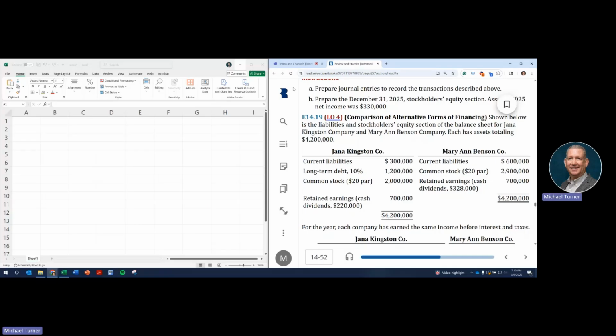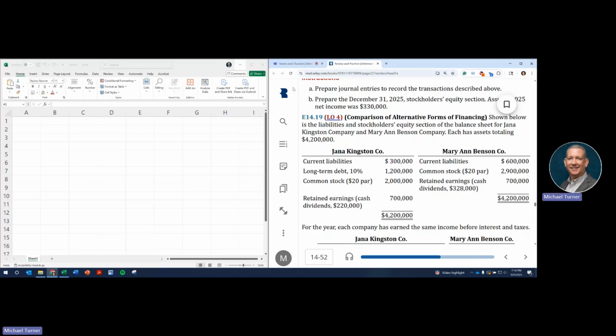Shown below is the liabilities and stockholders' equity section of the balance sheet for Jana Kingston Company and Mary Ann Benson Company. Each company has assets totaling $4.2 million. We've got Jana Kingston on the left. We see current liabilities of $300,000. This company does have long-term debt of $1.2 million, which carries 10%. Common stock at $20 par is $2 million, and retained earnings with cash paid dividends during the year of $220,000, and the retained earnings balance is $700,000.